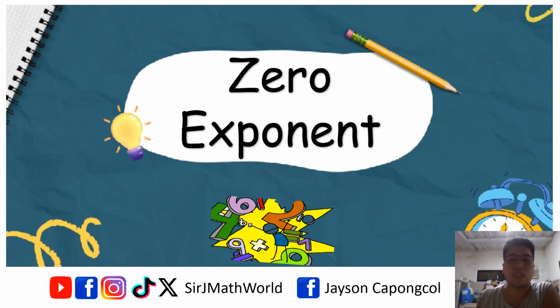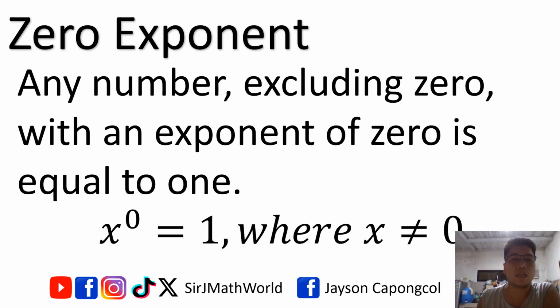Zero exponent. Now we will talk about the zero exponent. In this zero exponent, we have the definition: any number excluding zero with an exponent of zero is equal to 1. So in short, we will have x raised to 0 is equal to 1 where x is not equal to 0. Or in short, any number or any letter na kapag na-raise natin siya sa 0, ang sagot ay is always equal to 1.